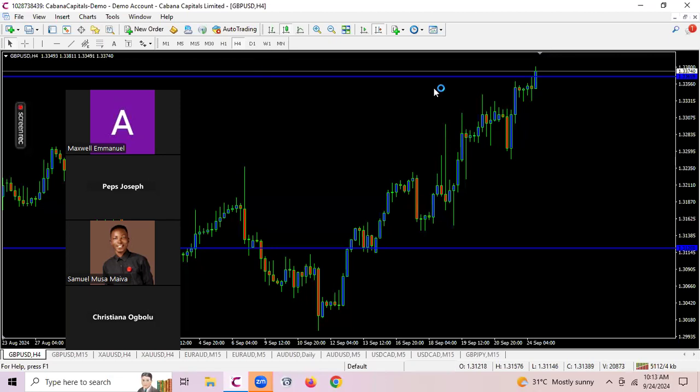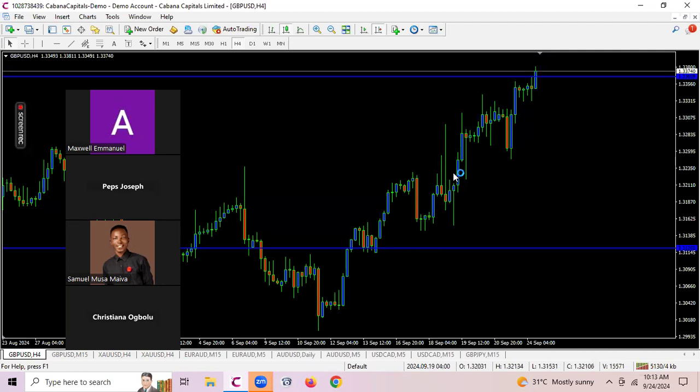Okay, so let's go down to 1 hour. So on 4 hour, just wait for a bearish reversal pattern to form. My bias for GBP USD today is sell. I am looking for sell opportunities. So just wait for a bearish reversal pattern to form before you go bearish.